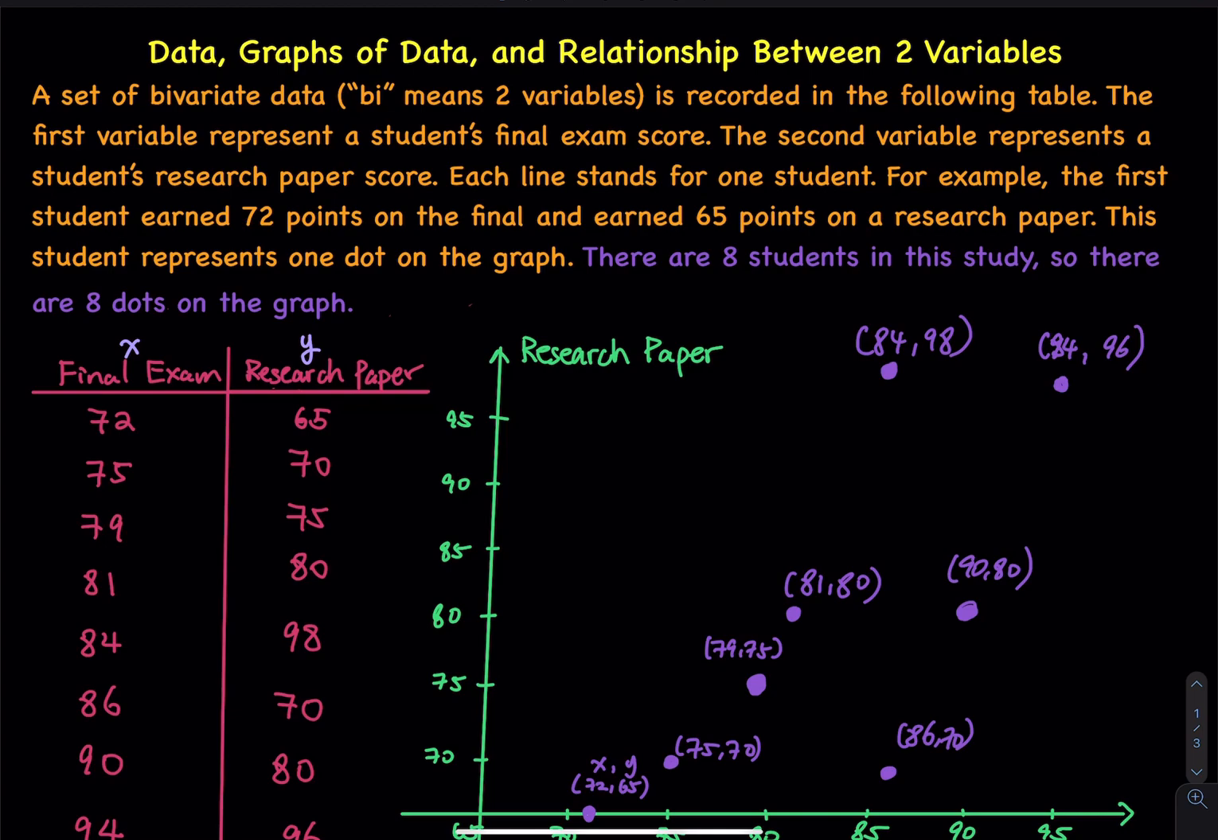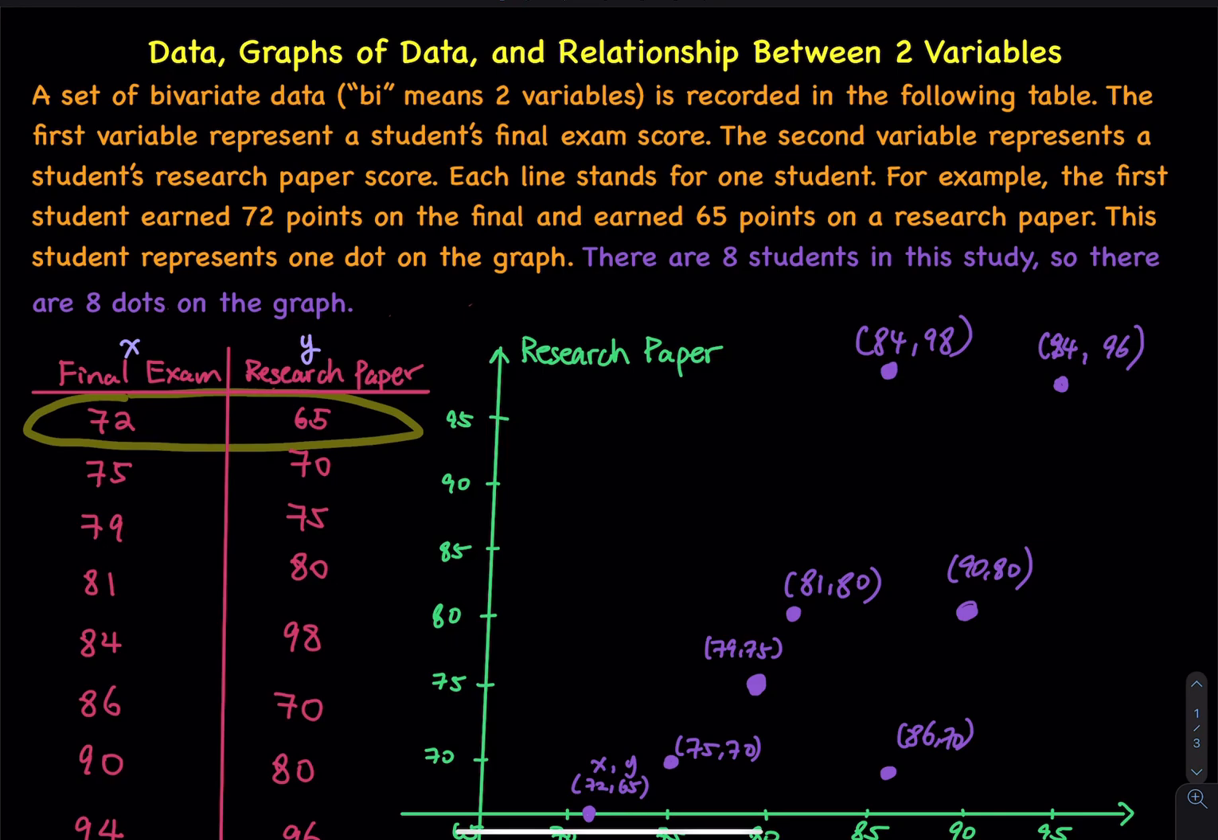So there is a pink table. The first variable, the first column, represents a student's final exam score. The second variable, the second column, represents a student's research paper score. So each line stands for one student. For example, if you take a look at the first line, 72, 65, we have a student who got 72 points on the final, and the same student got 65 points on the research paper.